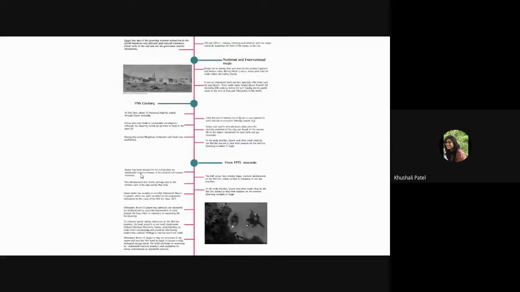Qusair developed, with the northern part of the city becoming the port during that time. Unfortunately, as I said, the beaches, coral reefs, and water were polluted, so they had to shift their tourism to the northern part of the city.